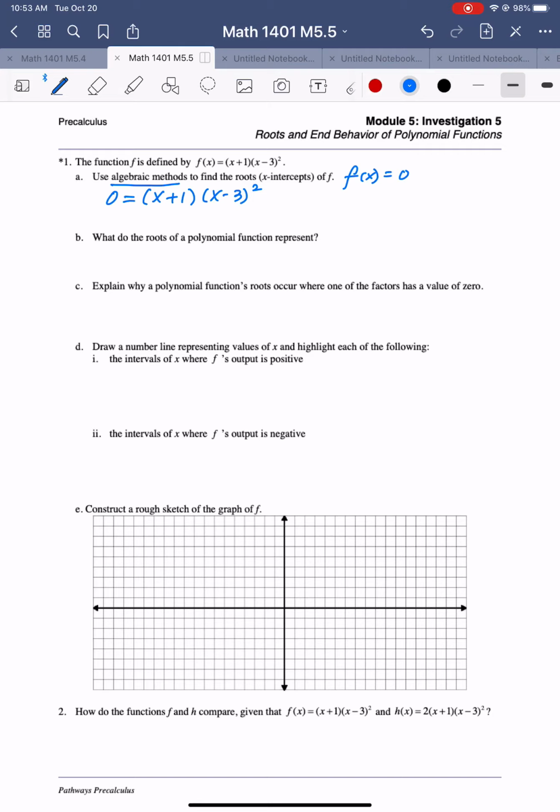And then we're going to set each factor equal to 0. So x plus 1 equals 0 or x minus 3 equals 0. And then we are solving for each x. But x minus 3 squared means there are 2 of the x minus 3, times another x minus 3. So we don't need to write the same factor twice. And then subtract 1 from both sides. One root is x equals negative 1. And then add 3 to both sides. And another root is 3.